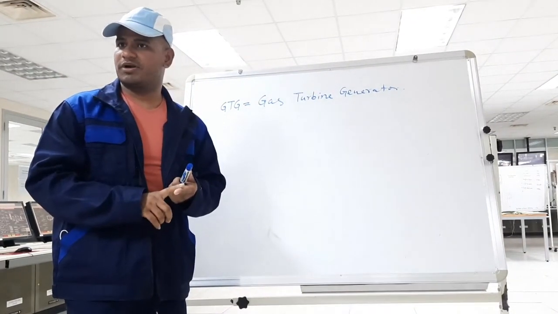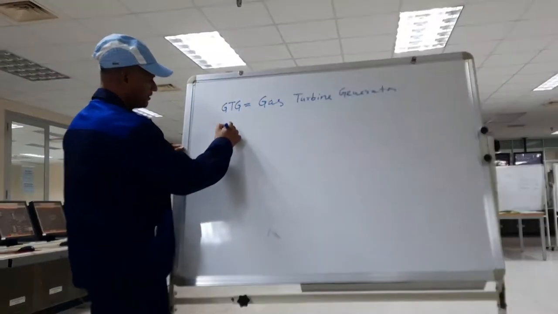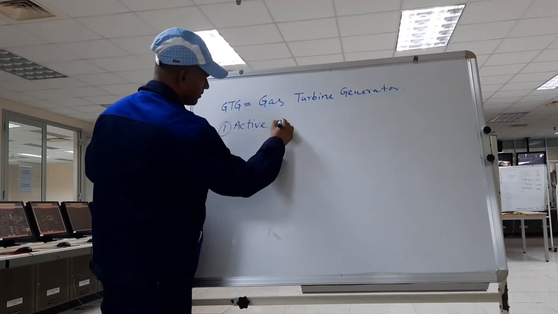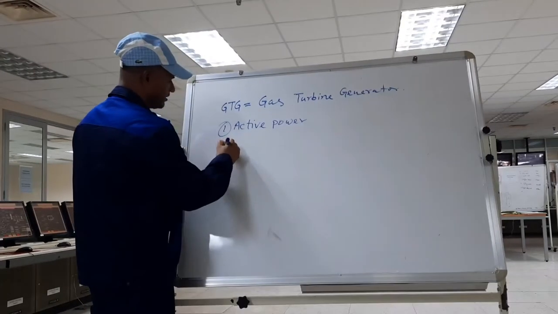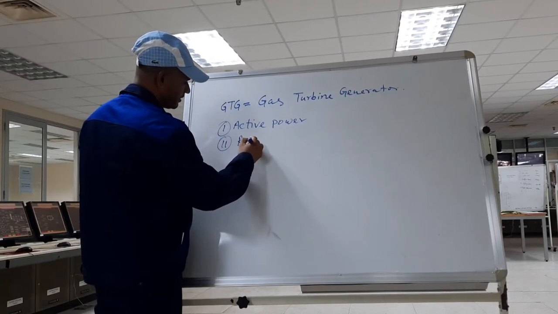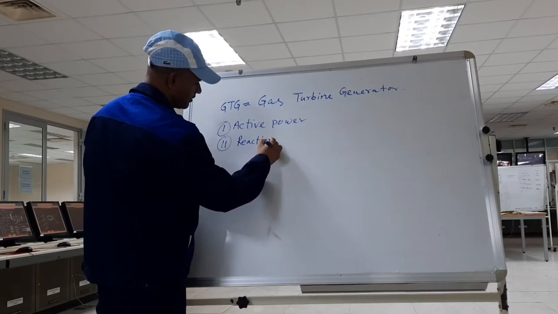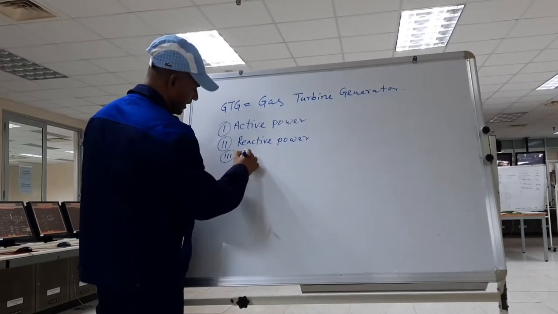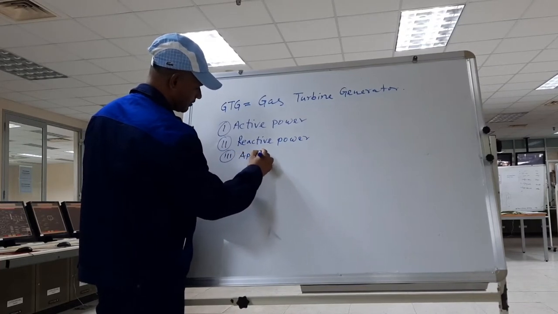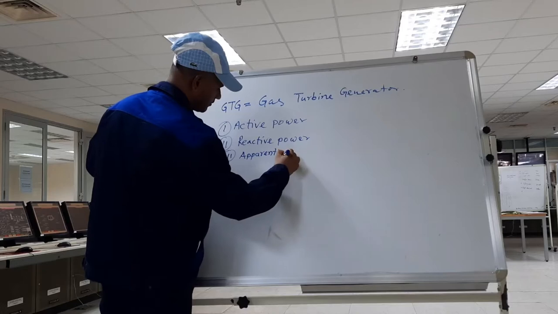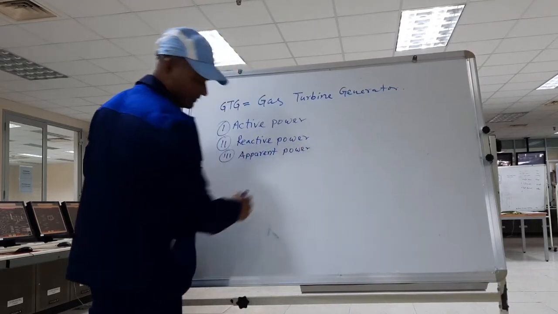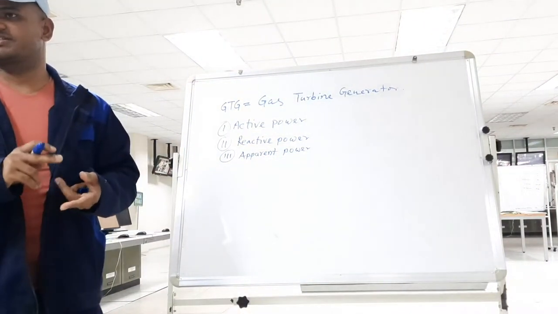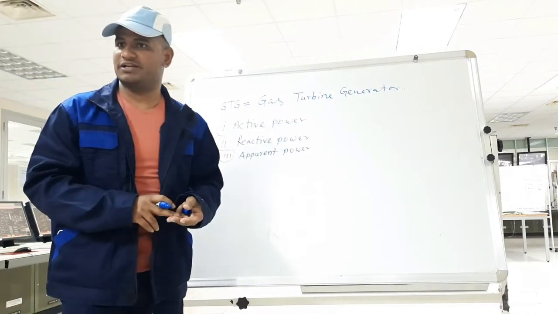One is active power, normally three types of power, okay? Active power, number two, reactive power, and number three, apparent power. Clear? Normally three types of power. One is called active power, another is reactive power, third is apparent power.